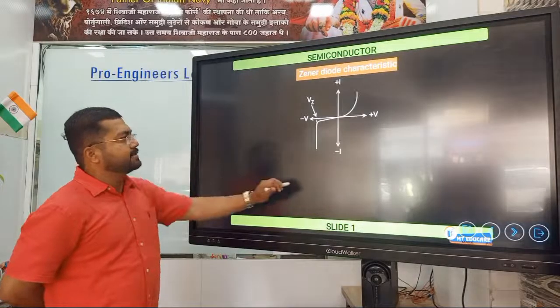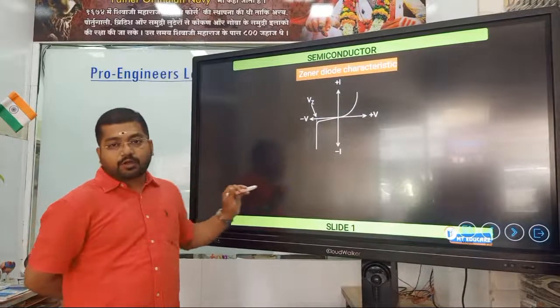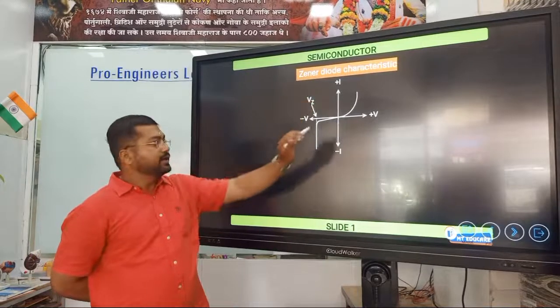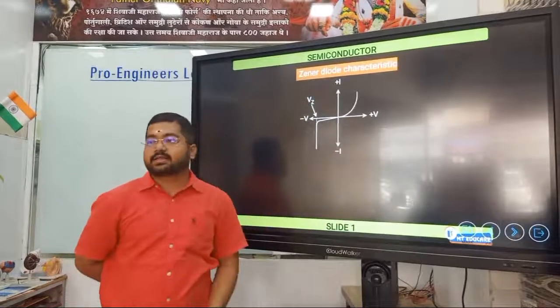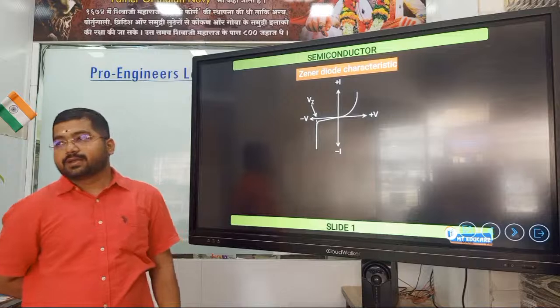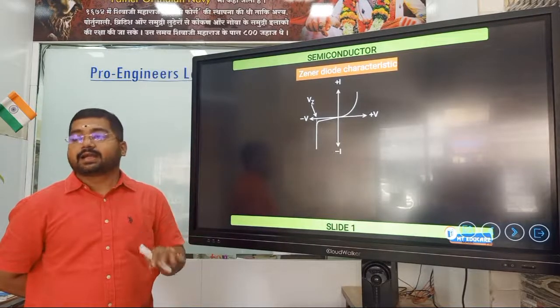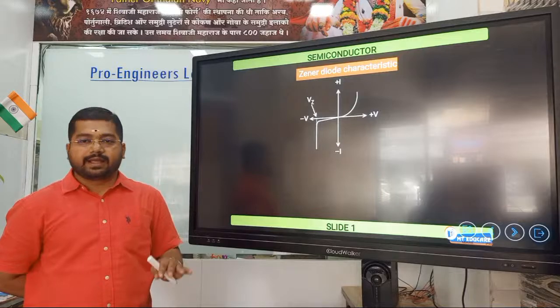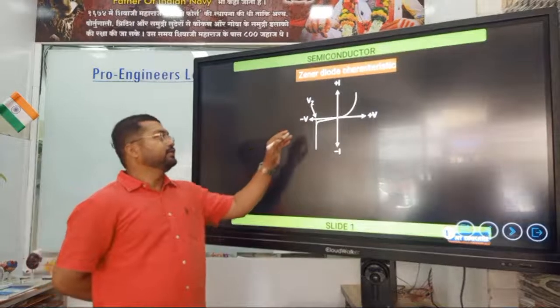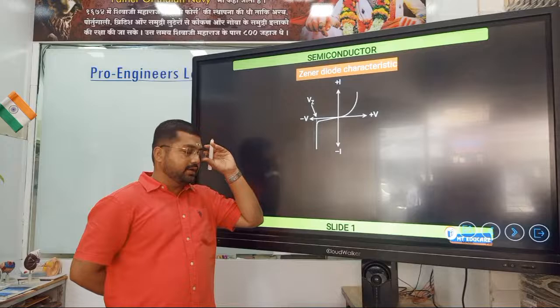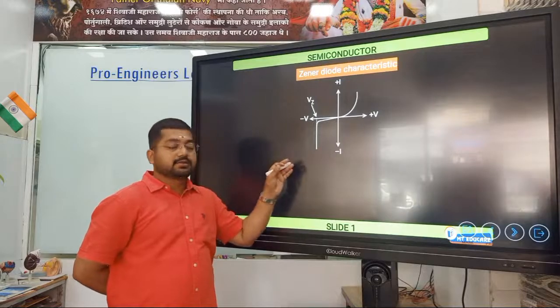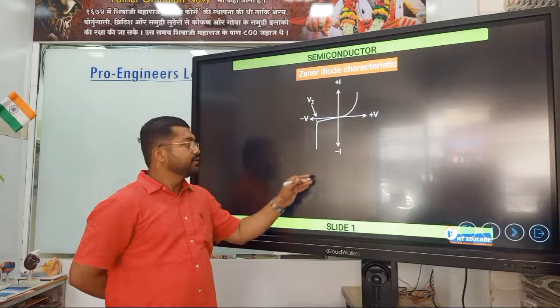Zener diode characteristics. So far we were talking about forward bias. Now here the characteristics are in the third quadrant. It means both X and Y are negative. So therefore the characteristics of Zener diode come in reverse bias.